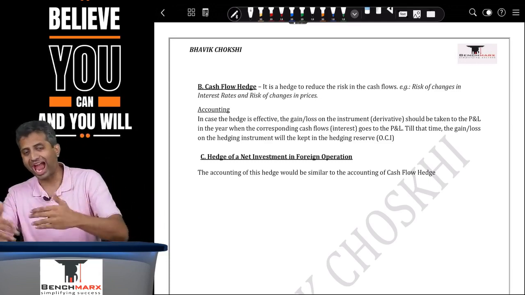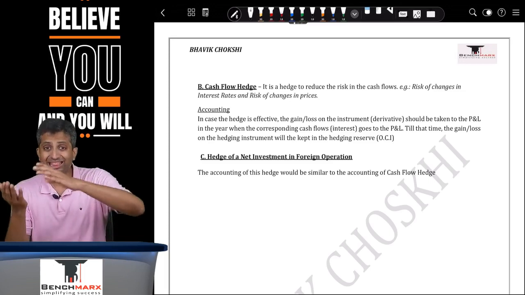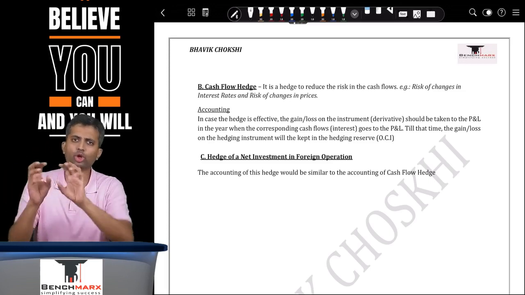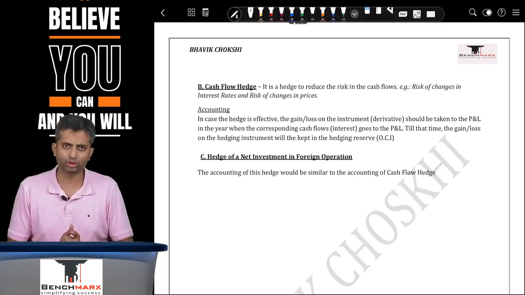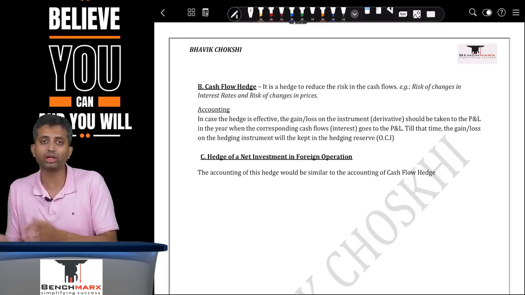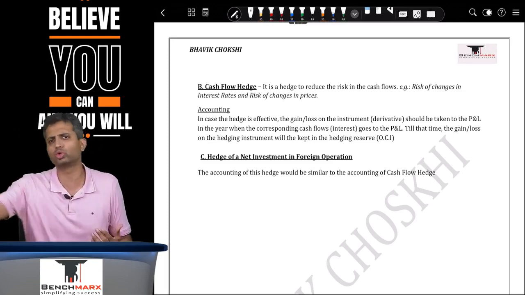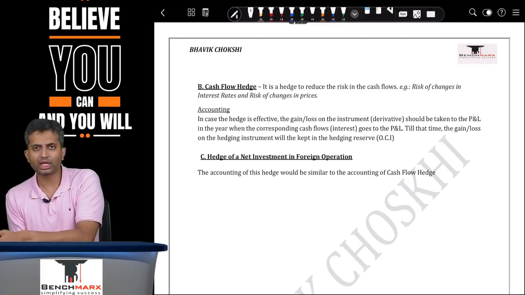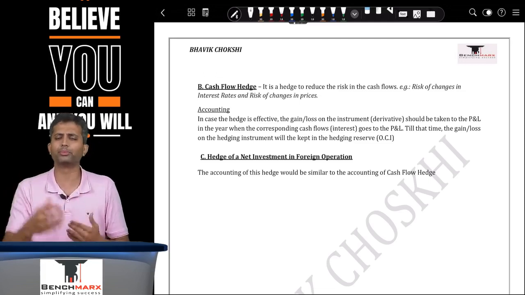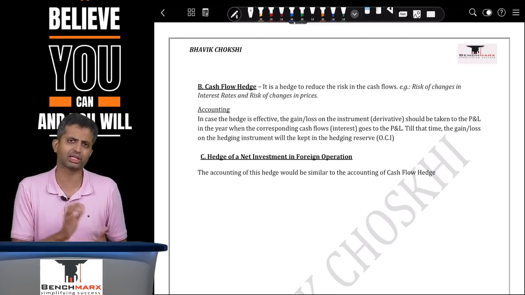Once you take a loan and you pay interest, at that time the gain or loss on the derivative will also be transferred to the P&L, because this was done to hedge the interest. If interest is going to the P&L in the second year, then the gain or loss on the hedge should go into the P&L also in the corresponding year. That is a cash flow hedge.